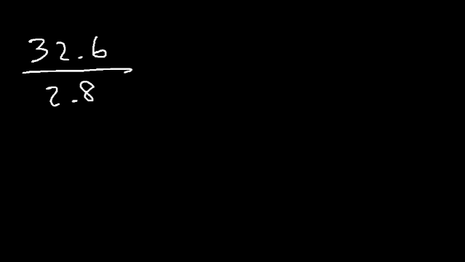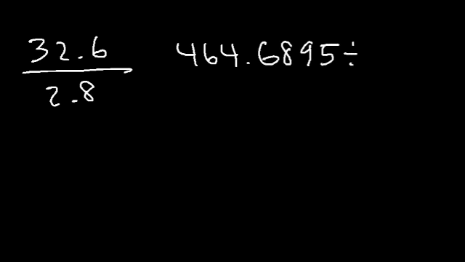Now the rules for division is the same as that for multiplication. So let's try these two examples. 32.6 over 2.8, that's a form of division. Sometimes you might get numbers that are presented this way. So go ahead and try these two examples. Feel free to pause the video.